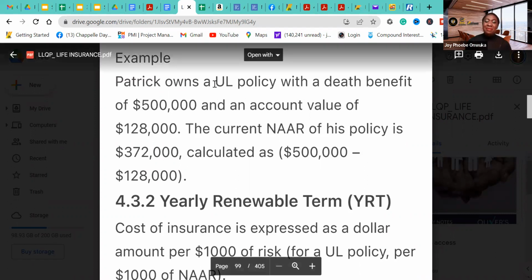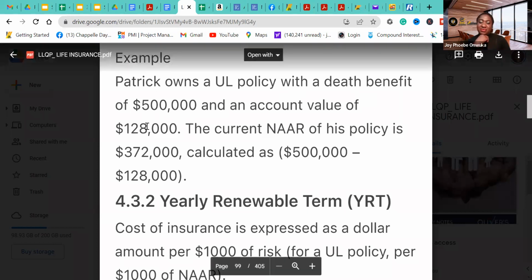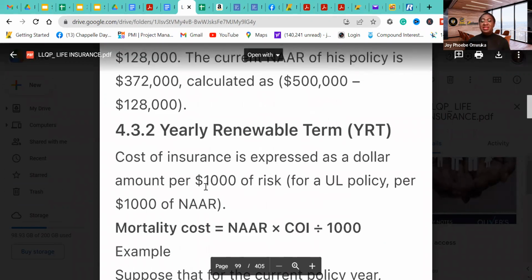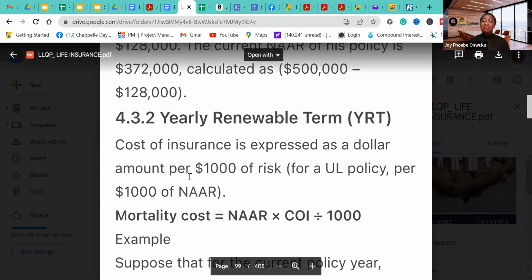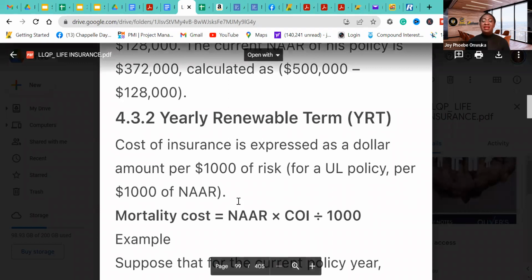For example, Patrick owns a universal life policy with a death benefit of 500,000 and an account value of 128,000. Now, the current net amount at risk of his policy will be 372,000, which is calculated as 500,000 minus 128,000. All right. Now, yearly renewable term cost of insurance is expressed as a dollar amount per 1,000 of risk for a universal life policy, per 1,000 of NAAR.